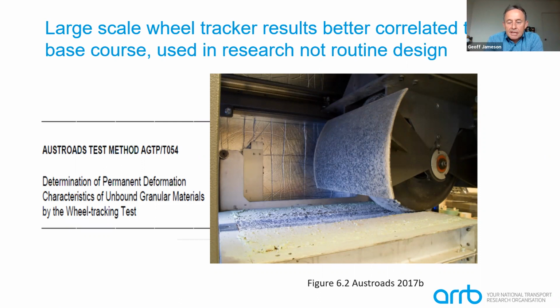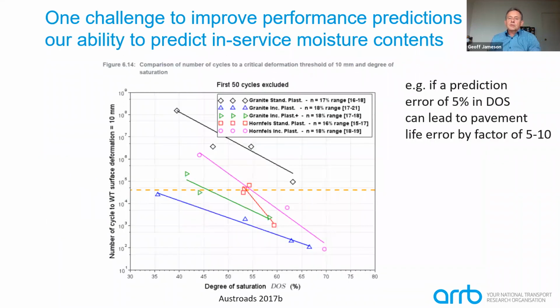That test measures the deformation under a rolling wheel, and we're applying rotating shear stresses, as opposed to the repeat load triaxial test, which isn't the one that we use in Australia anyway, and isn't rotating the shear stresses. So we've found that the wheel tracker provides a better means of ranking materials than the repeat load triaxial test.